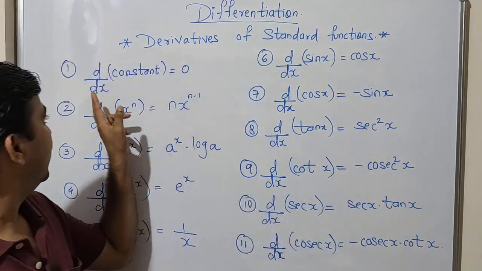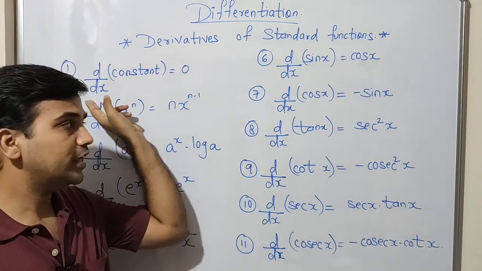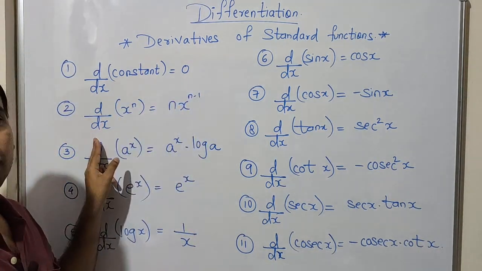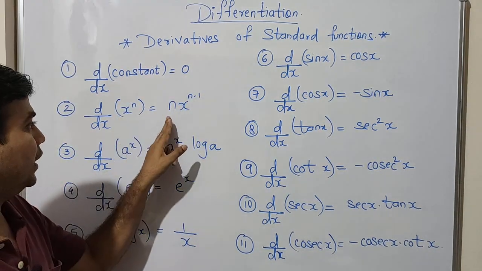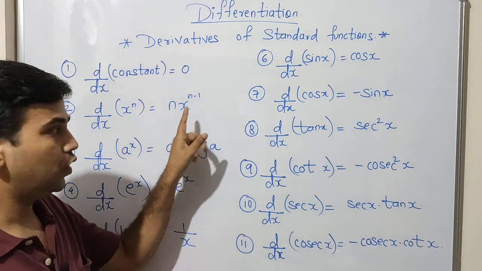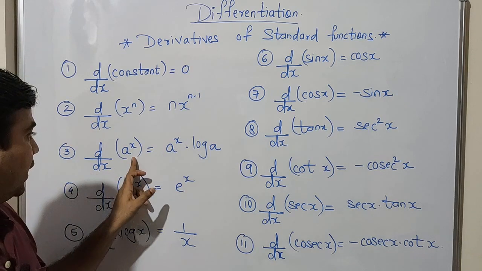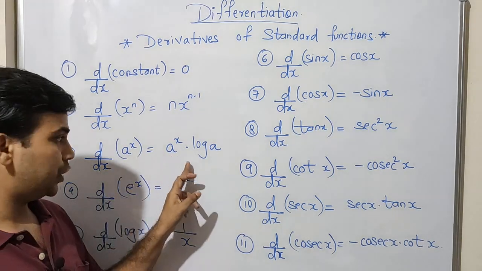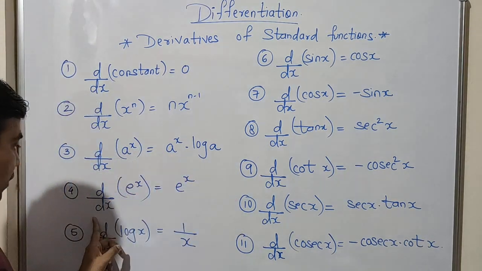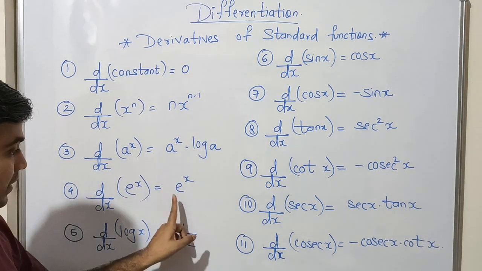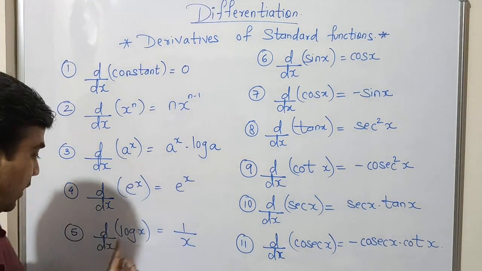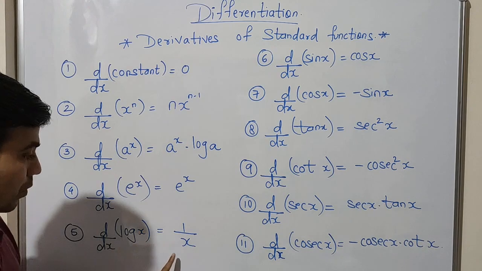First one, derivative of any constant is 0. Derivative of x raised to n is n into x raised to n minus 1, where n is an integer. Derivative of a raised to x is a raised to x into log a. Derivative of e raised to x remains as it is, e raised to x. Derivative of log x is 1 by x.